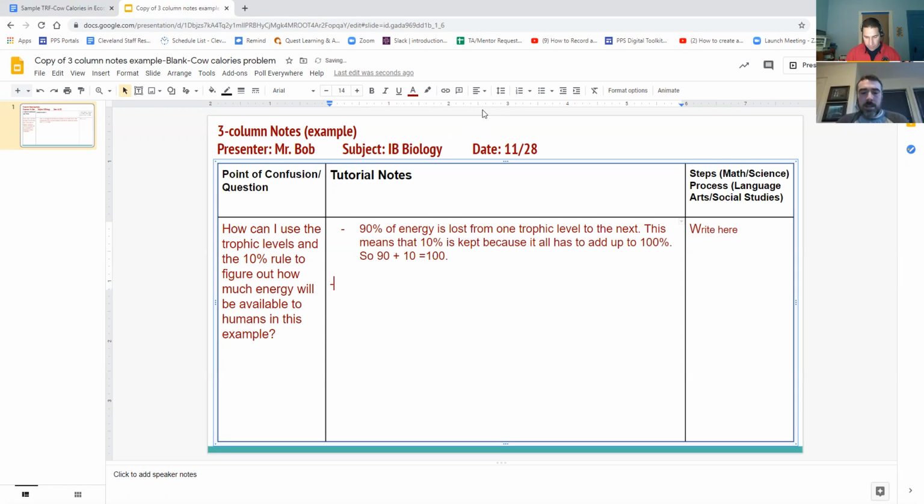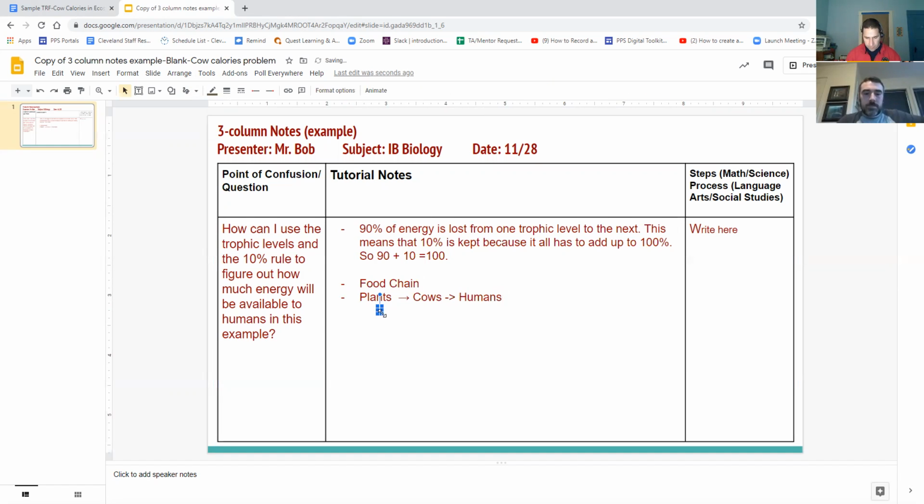Let's see. Have you tried making a drawing or a sketch of the food chain? Okay. So let's see. The food chain in this problem starts out with the plants, and then the plants get eaten by the cows, and then the humans eat the cow. And so I guess, yeah, that's where I'm at.